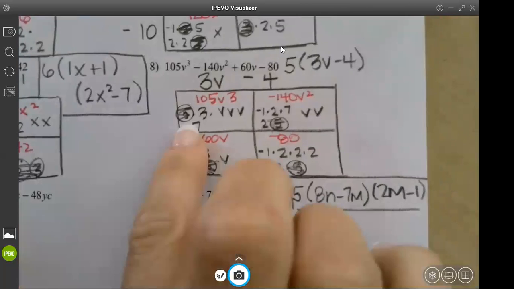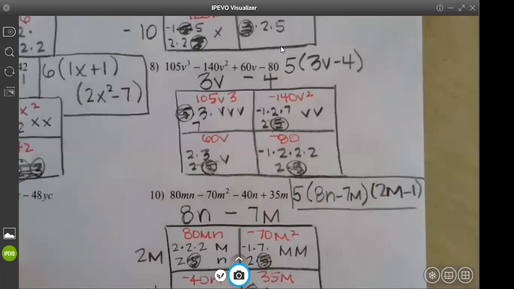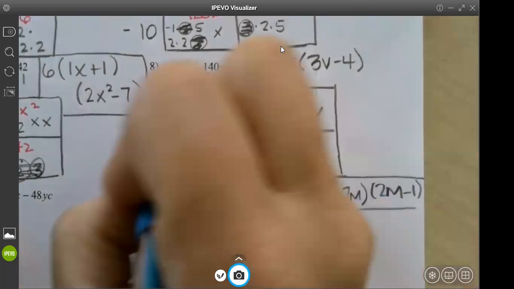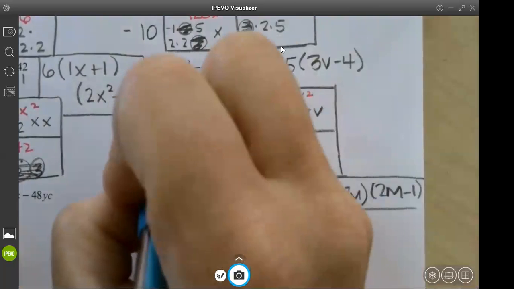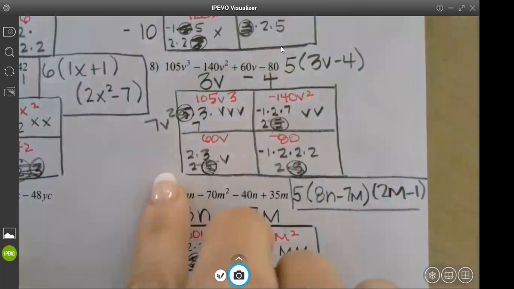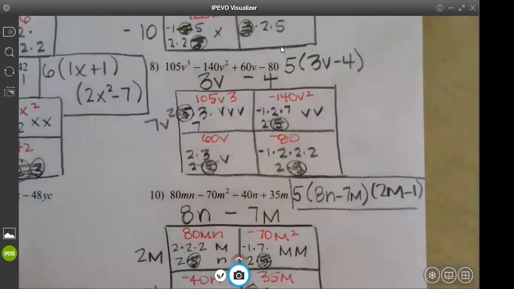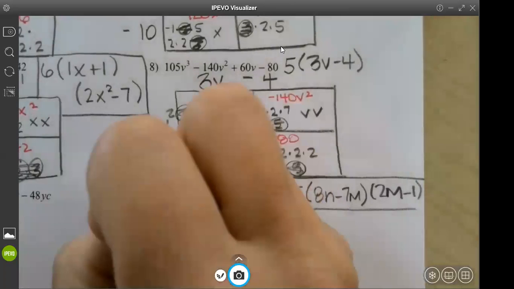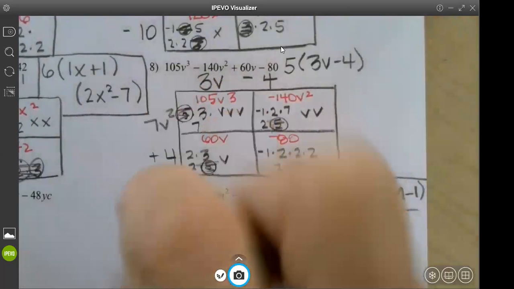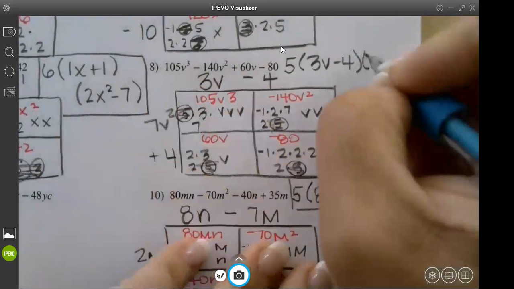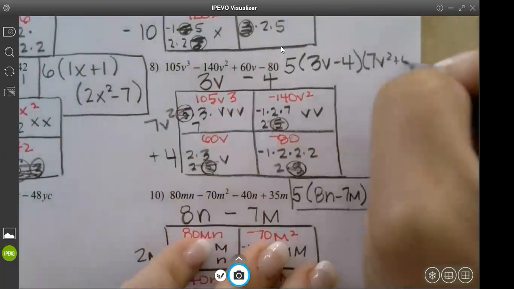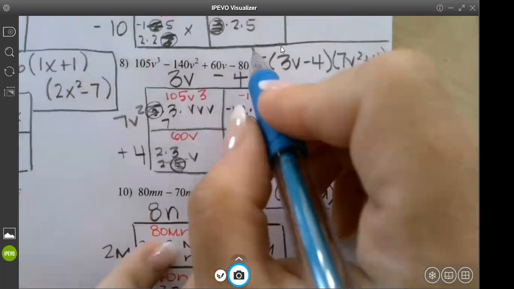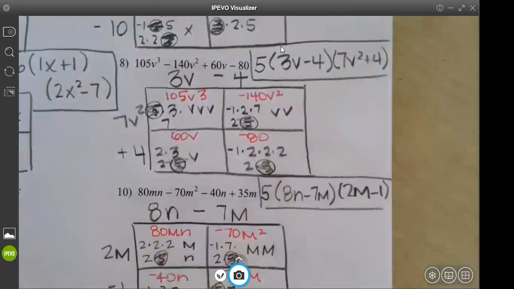Across the side, what do we have in common? A 7 and how many V's? 2 V's. Across the bottom, wouldn't that be a negative? Nope. Oh, no. That'd be a 2, so it'll be 4. 2 2s is a 4, perfect. And that one's going to be positive because the box is positive. So 7v squared plus 4 is your other factor. That's it.